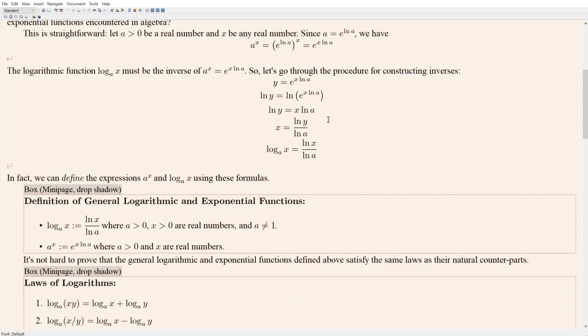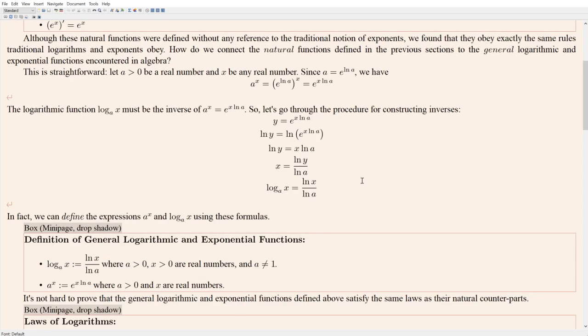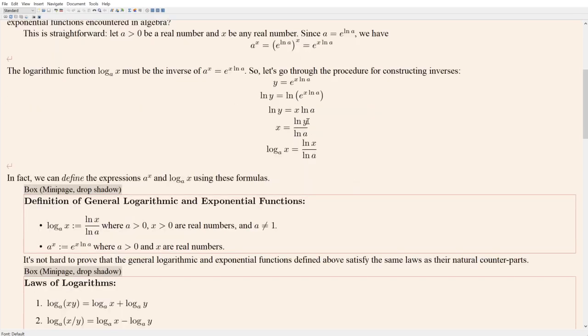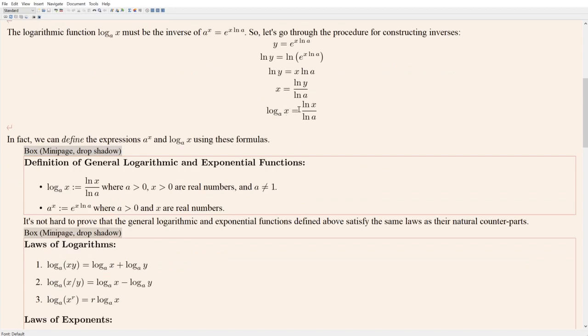So divide both sides by log a, and we get x is equal to log y over log a. Then the final step in constructing the inverse is we interchange x and y. If we interchange x and y, then this becomes log x over log a, and over here we have the inverse function, which we have been calling log base a. So there we go. The log base a of x is the natural log of x over the natural log of the base.